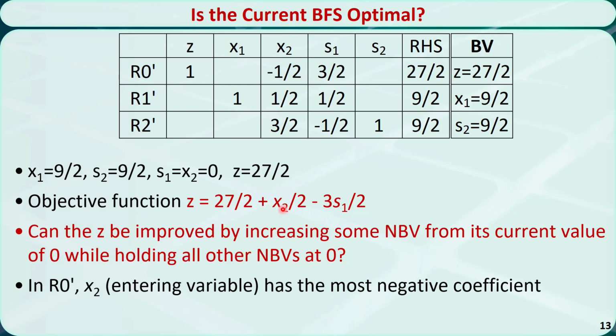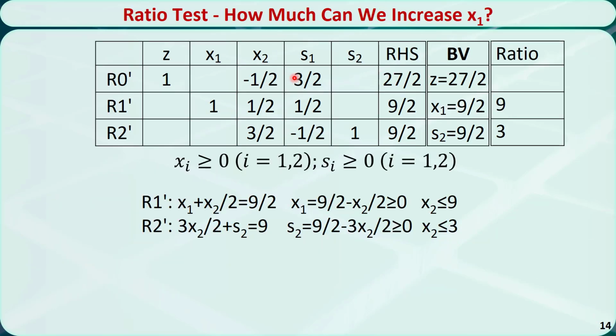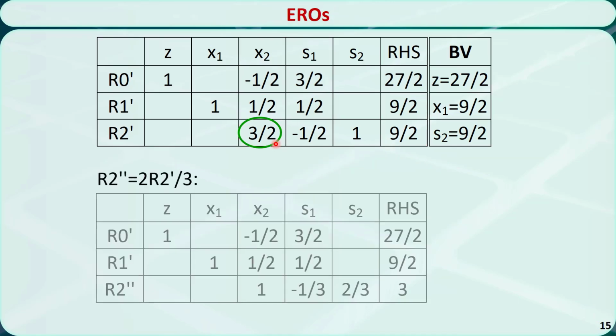Let's check the tableau. x2 has the most negative coefficient in row 0 prime, so x2 is the entering variable. Now we need to do the ratio test to find out which row will be the pivot row. We find out that row 2 has the smallest ratio, so it will be the pivot row. We need to make x2 a basic variable in this row. It means we should use EROs to make x2 have a coefficient of 1 in row 2 prime and a coefficient of 0 in all other rows. This time you can try it yourself. I'll just quickly show the results.